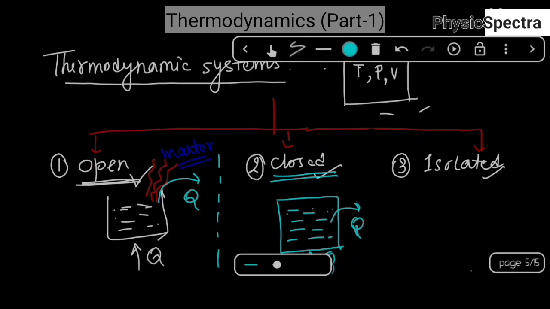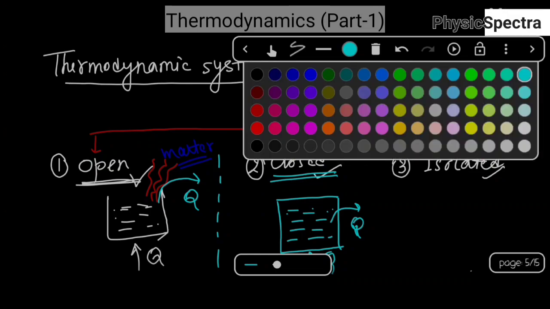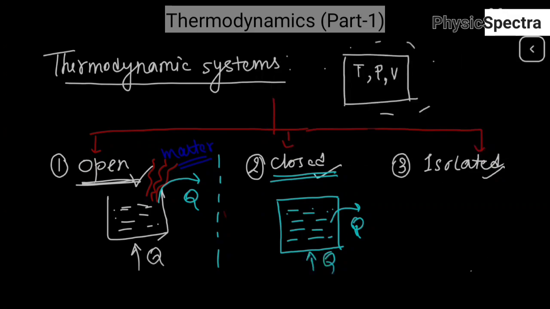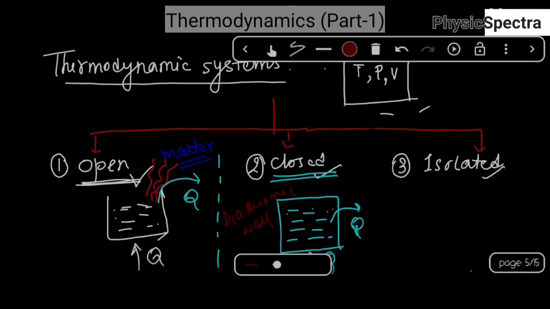Special kind of wall means the exact word for it would be diathermic wall. Now diathermic wall means it just allows the heat, the energy, to get transferred from inside the system to the surrounding. It does not allow transfer of any matter. So the system in which only energy is shared with the surrounding but not matter is called a closed system. I think it is clear.